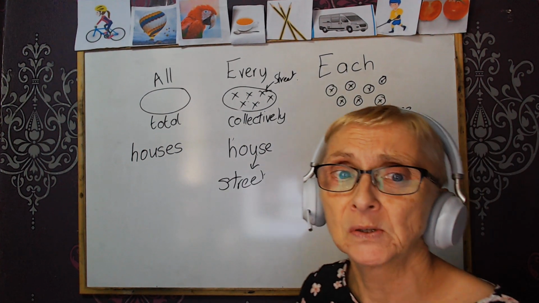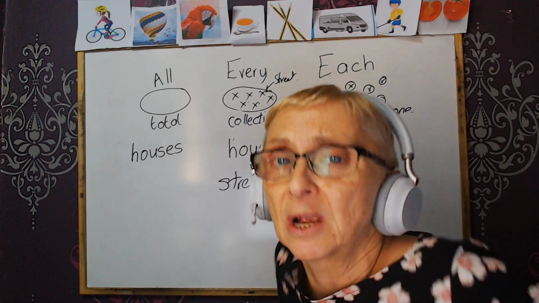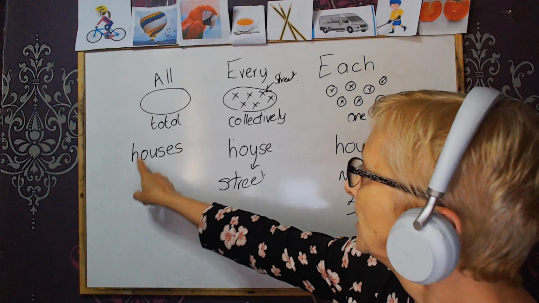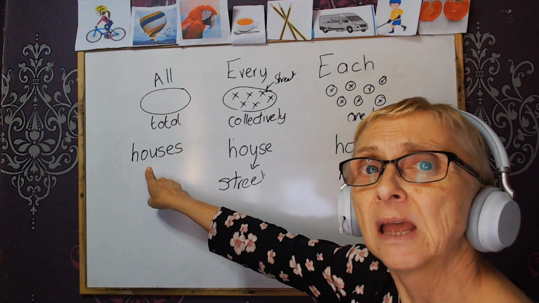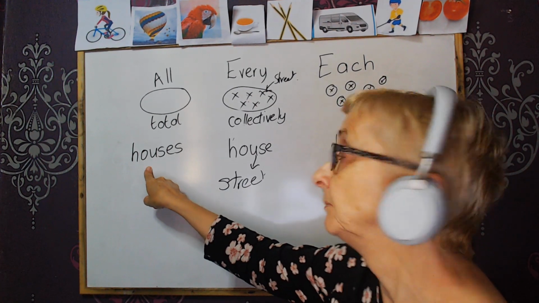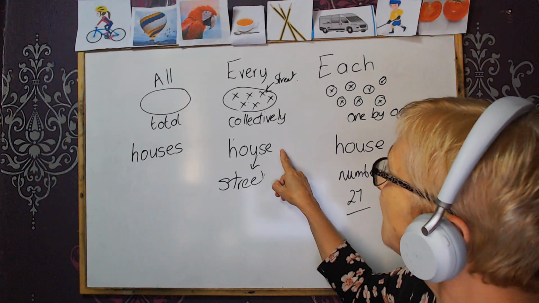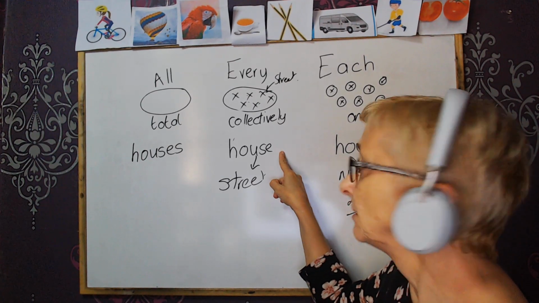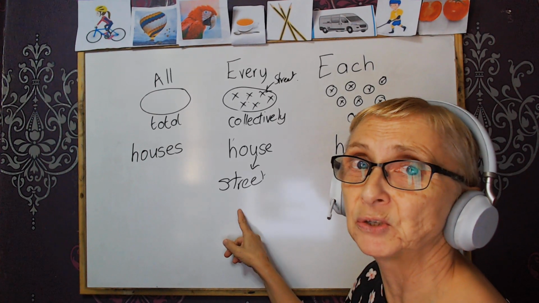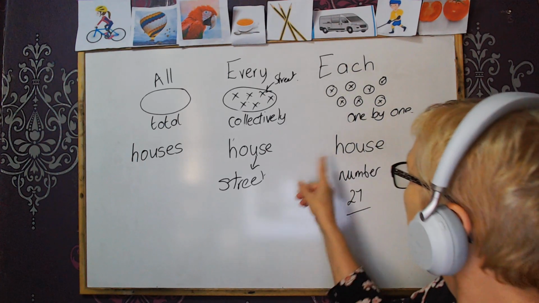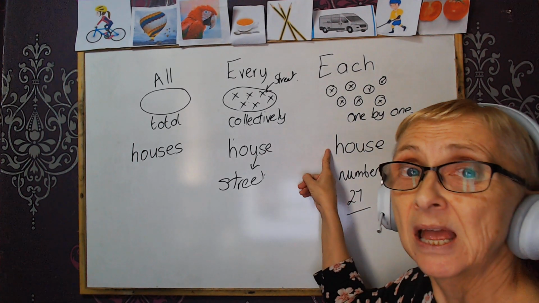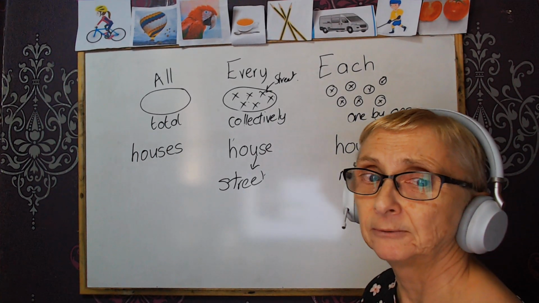Okay? So let's look at those sentences using our words. All houses have a roof. Every house has a garage in my street. Each house has a number on it.